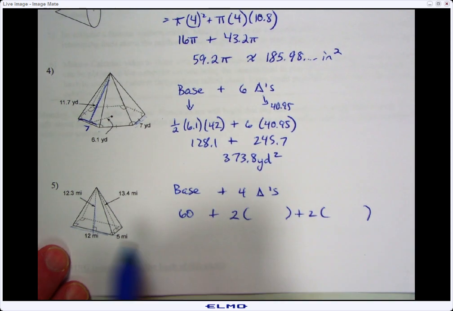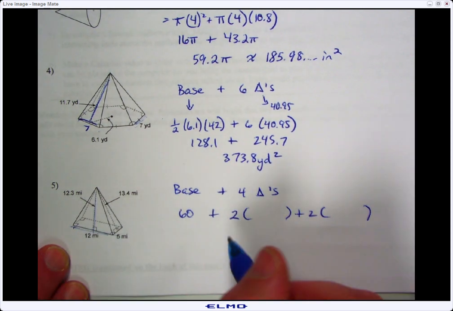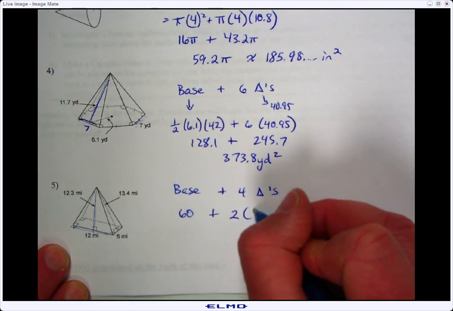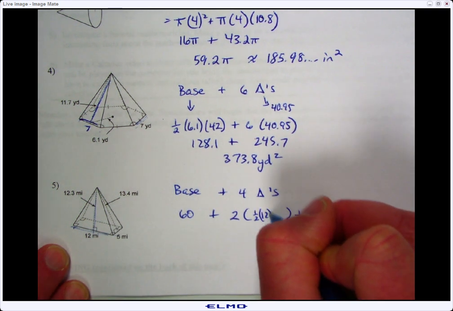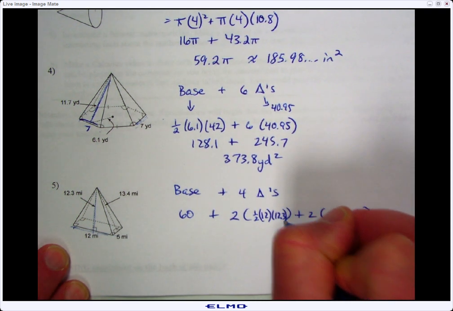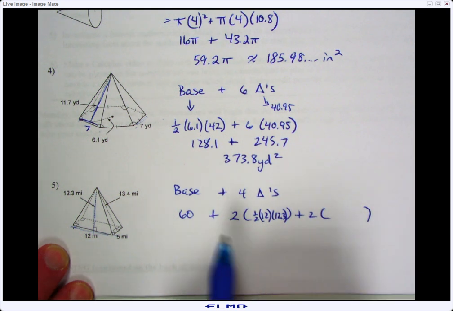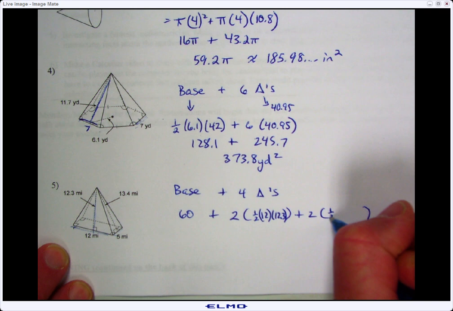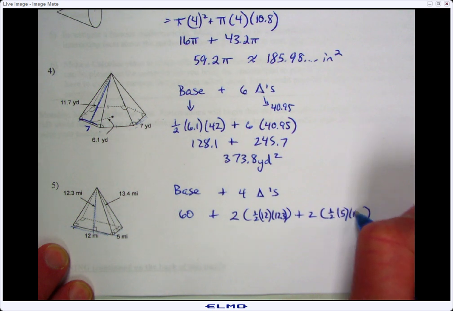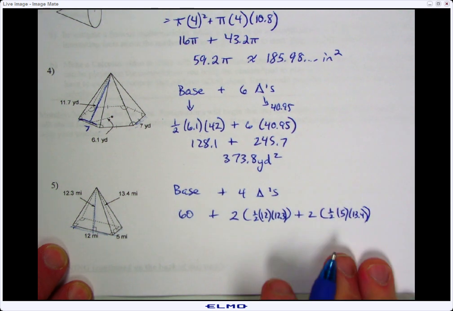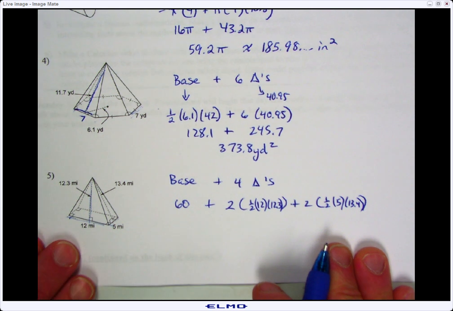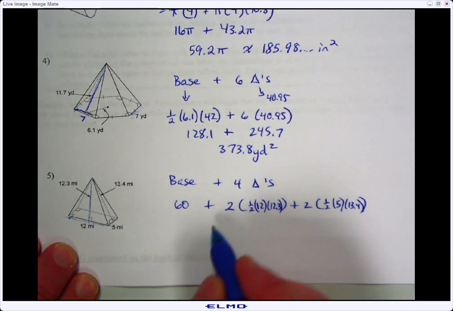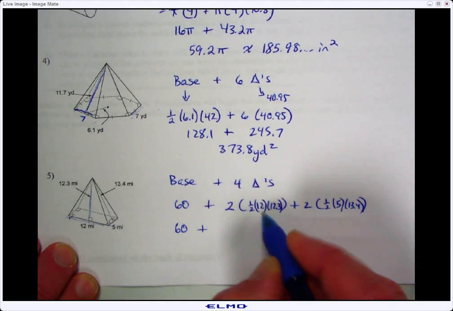So the front triangle is 12 by a height of 12.3. So 1/2 of 12 times 12.3. And the other triangle is 5 by 13.4. So I have 1/2, 5 times 13.4. Make sure you're writing down all these steps here so you can follow it later on. 60 plus 2 times 1/2 is nice.